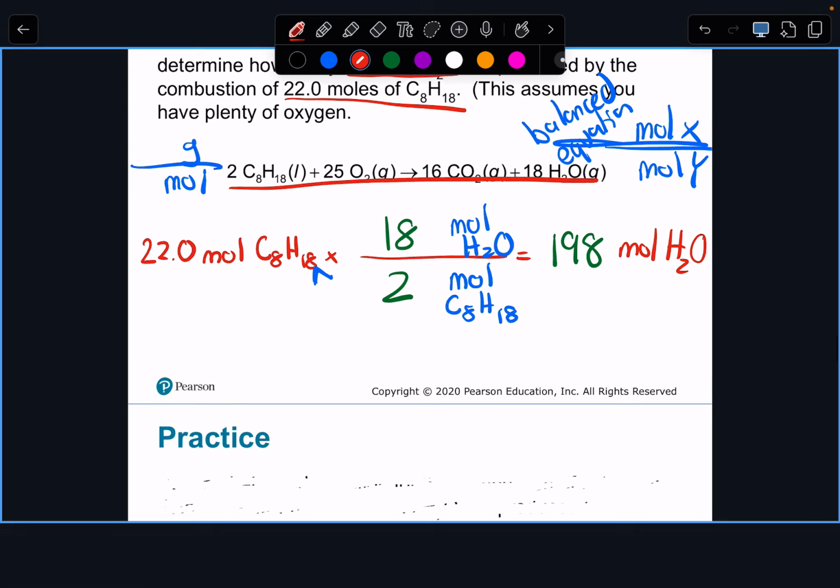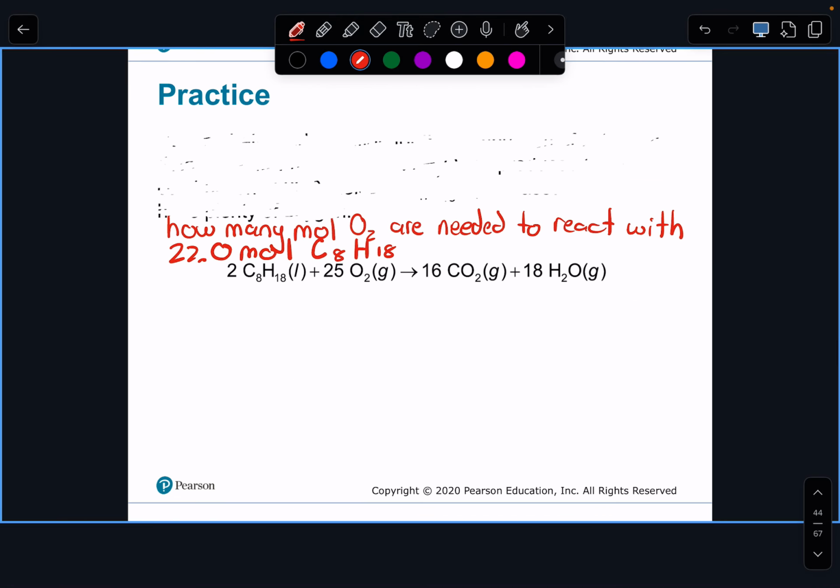Or this question is saying we start with the amount of octane, how much oxygen is needed to react with that? So in our pizza analogy, this would be instead of how many pizzas am I going to make, it's I have this many crusts, how much cheese do I need? So you're comparing the ingredients rather than asking about how much stuff you're going to make.